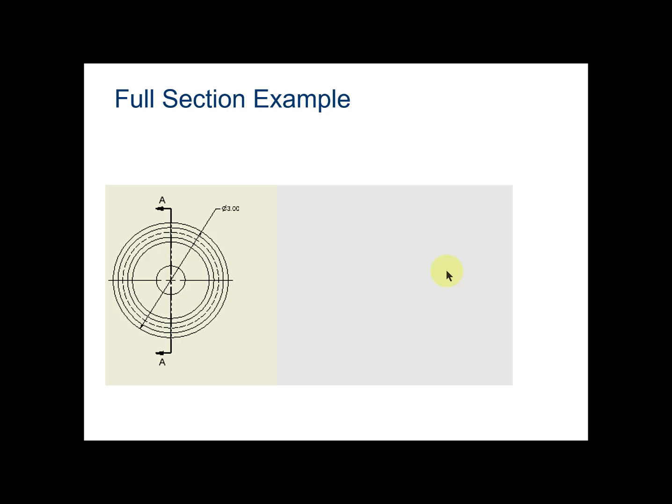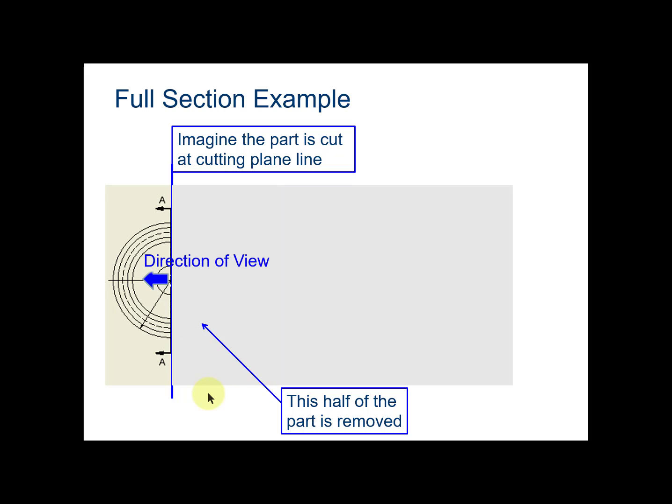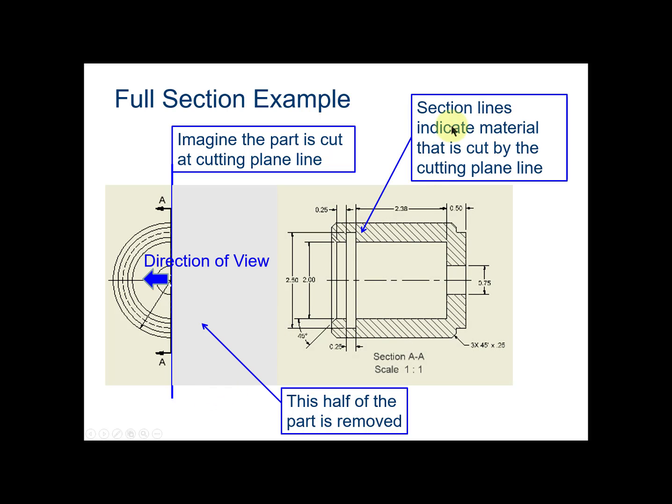So here we have an object that's got a view right here which is not very illuminating. So we're going to take a cross section through it, with the cutting line A-A, and so we take a saw and we cut it through there, and that half of the part is removed, so it's gone. And we look in that direction, and what do we see? We see that. And so the section lines indicate that this is the material that's sort of inside the part that we wouldn't normally see. And so that is a full section example. So you can imagine how useful this might be when dealing with things like cylindrical objects and many others as well.